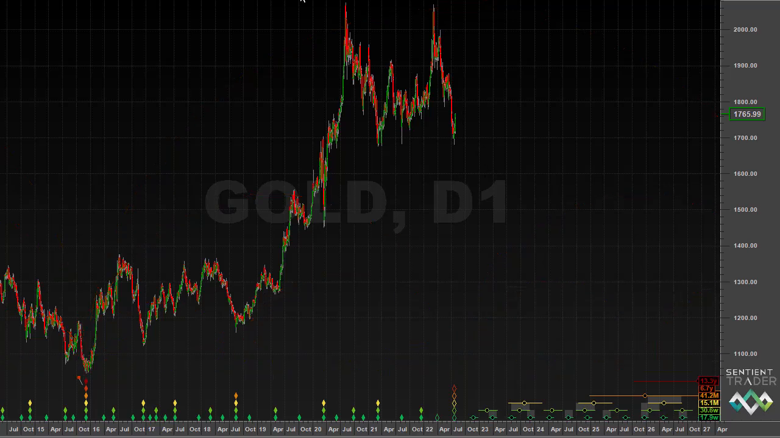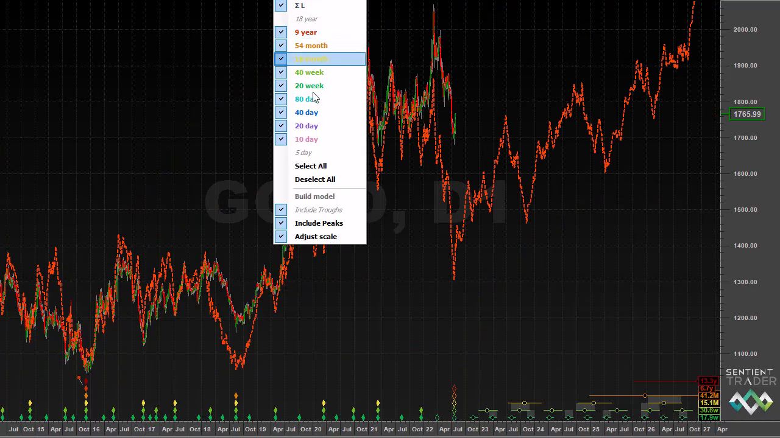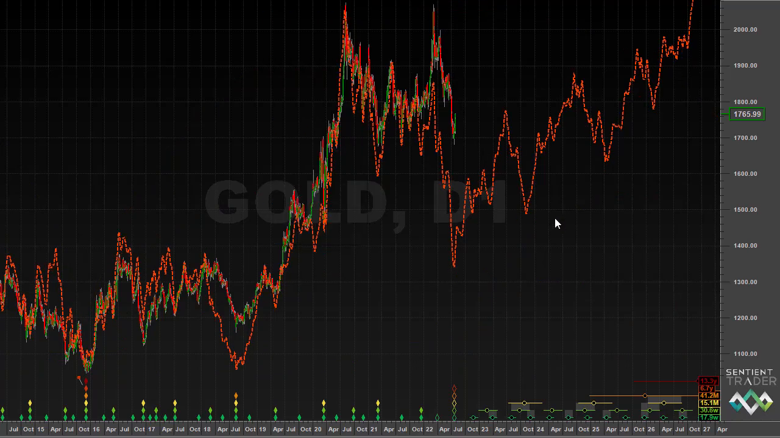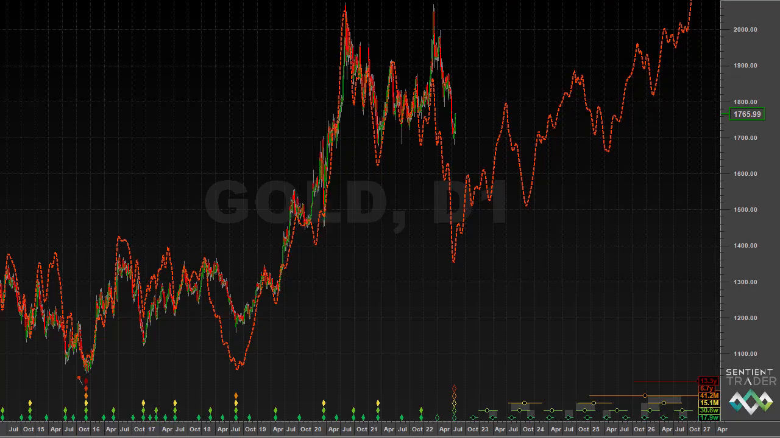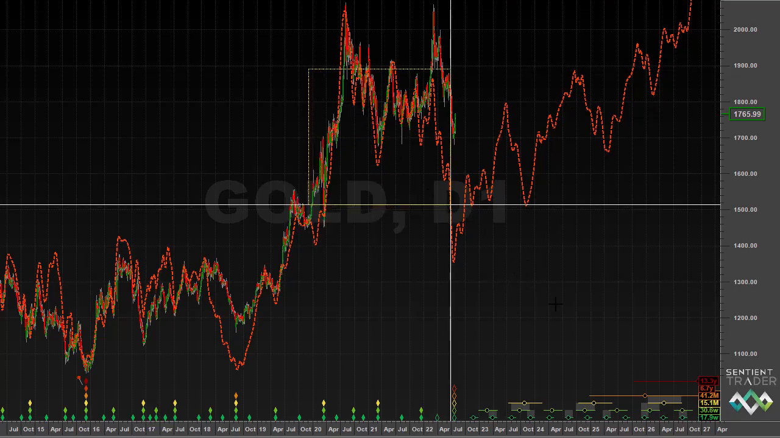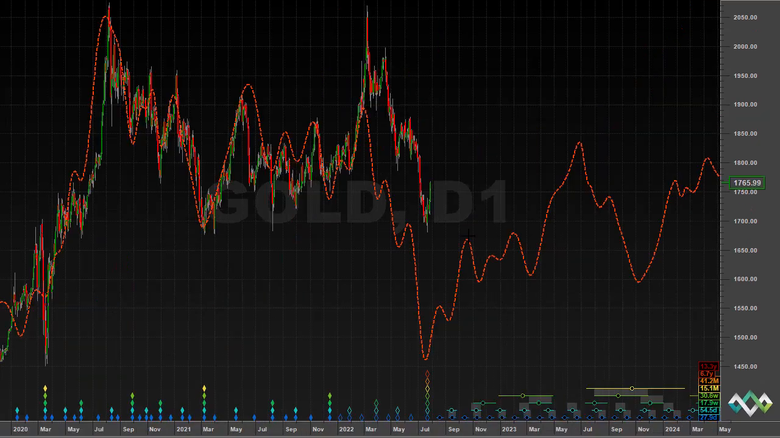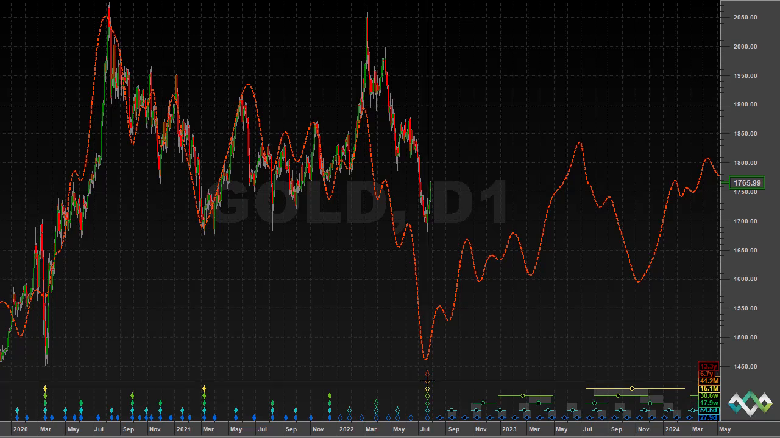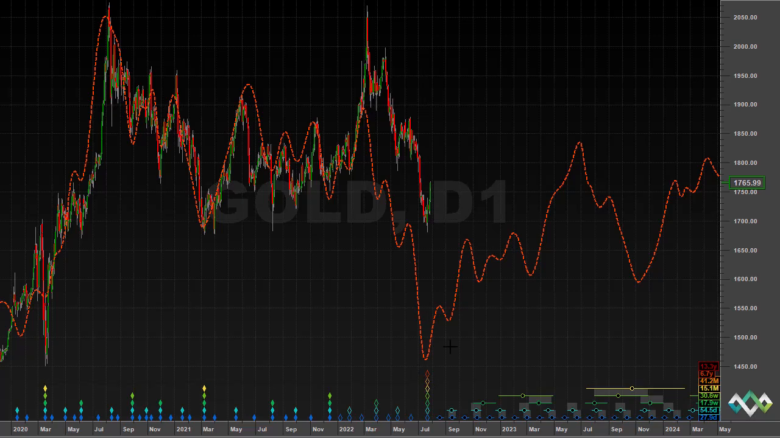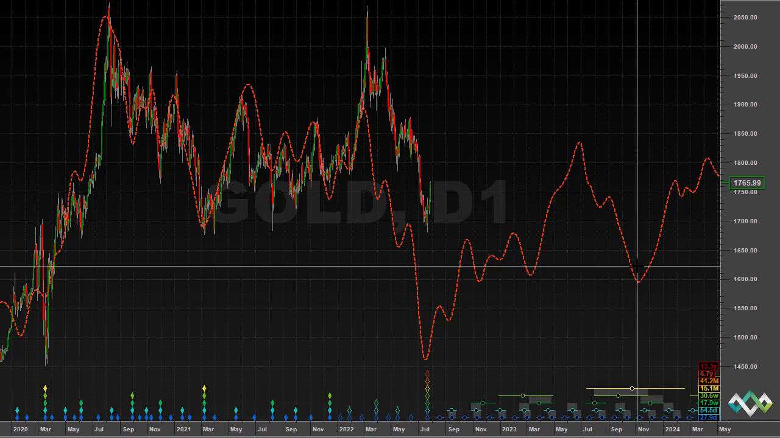Let's display the composite model line. And let's take out some of these shorter cycles so that we can see the composite model line a little bit easier at this scale. And let's zoom in so that we can match it to what we were looking at earlier. You can see that the composite model line is indicating that the 9-year cycle trough is, of course, going to be the beginning of a new bull market in gold.